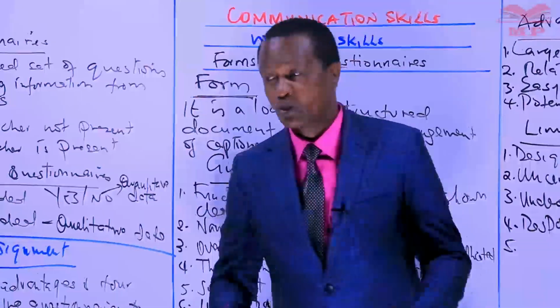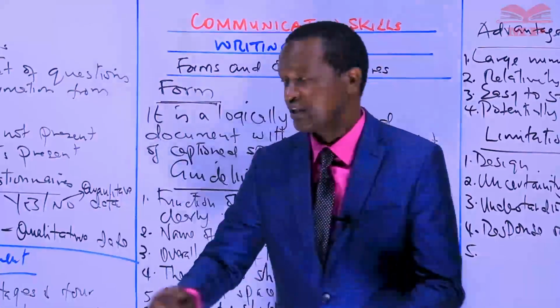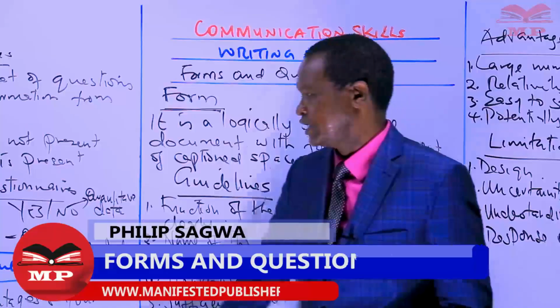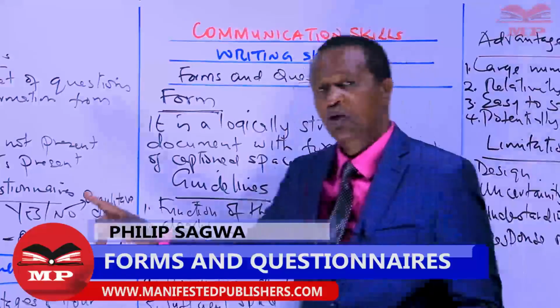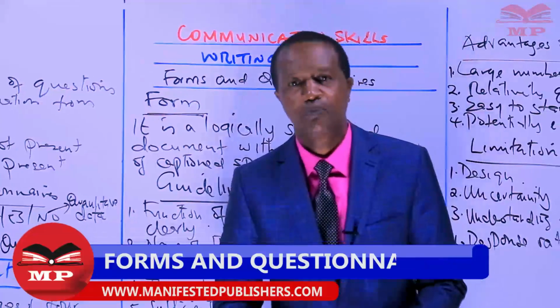Go through the video one more time, then close the book, take a blank paper or a blank page, and try and answer the question. Highlight 4 advantages and 4 limitations of using questionnaires to do what? To gather information.